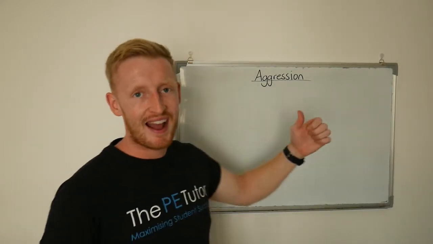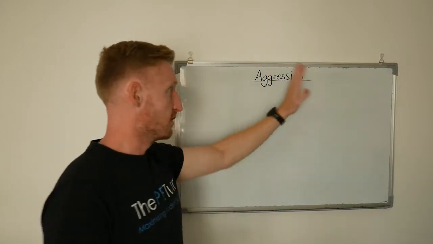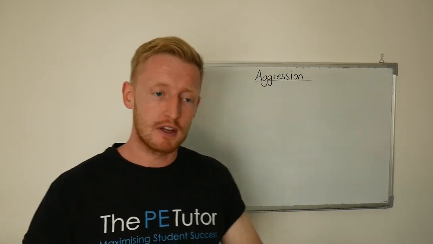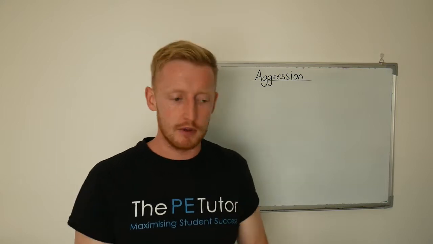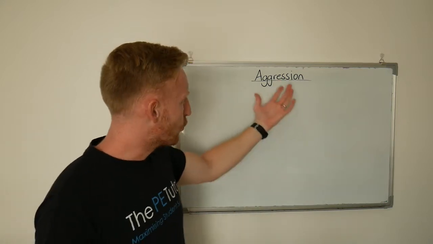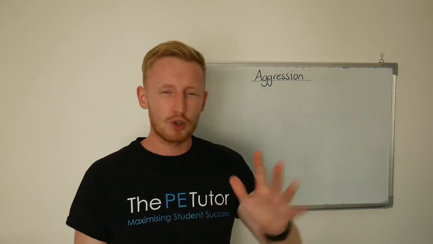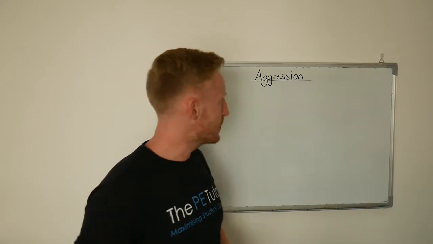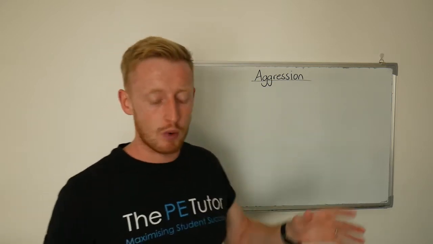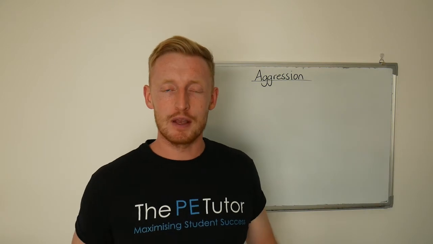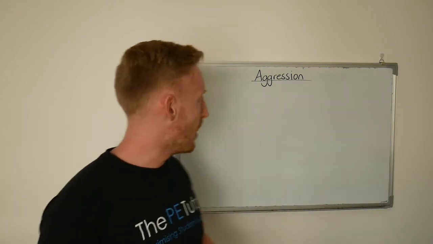Today we are looking at aggression and, what I should have put there as well actually, assertion, because quite often for your exam and just in sport in general, aggression and assertion are often confused. There's a little bit of grey area between them. So what we're going to be doing today is unpacking that grey area and making sure that you're clear on what the two of them are.